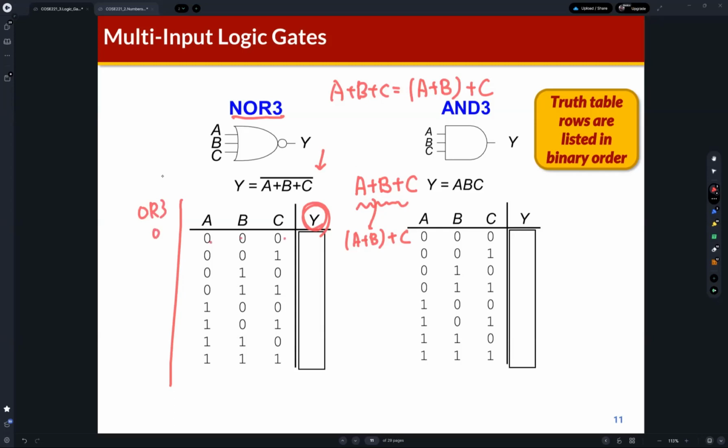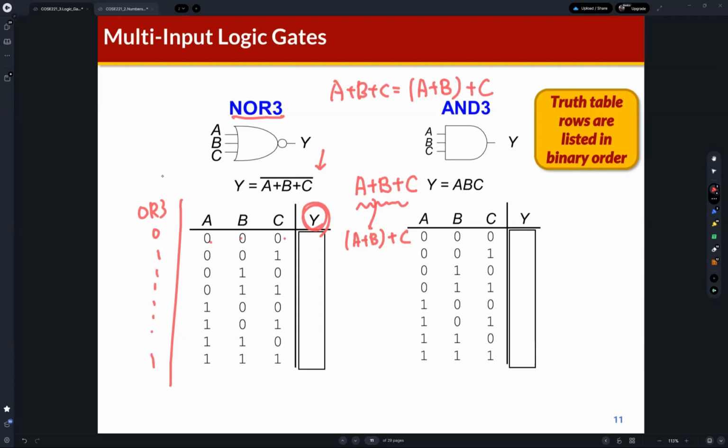So the output is 0, right? It's 0, 0, 0. And then how about this one? This is 0, and then 0 or 1 is 1 actually. Right. And then in the same way, it's 1, 1, 1, 1, 1, 1. Right? So by definition, I also explained the definition of the OR gate. The definition is that if one of the inputs is 1, then the output becomes 1. That is the definition of OR.